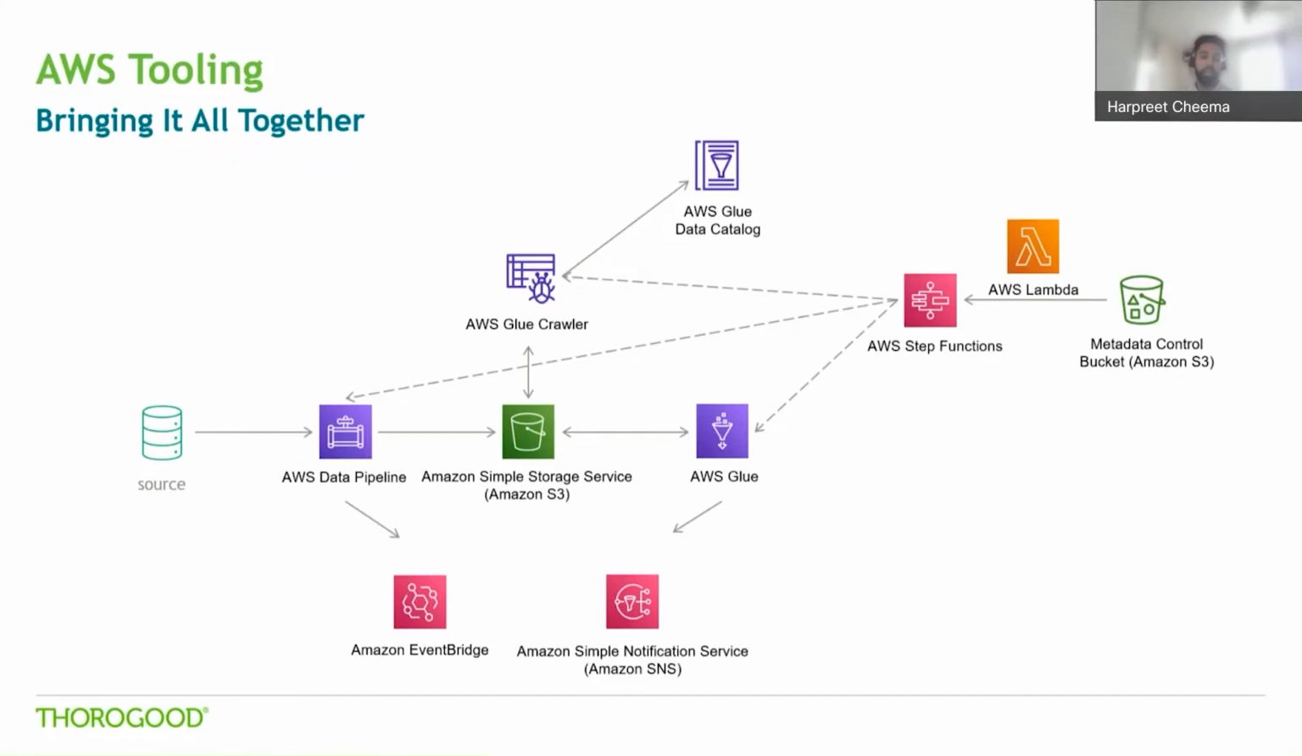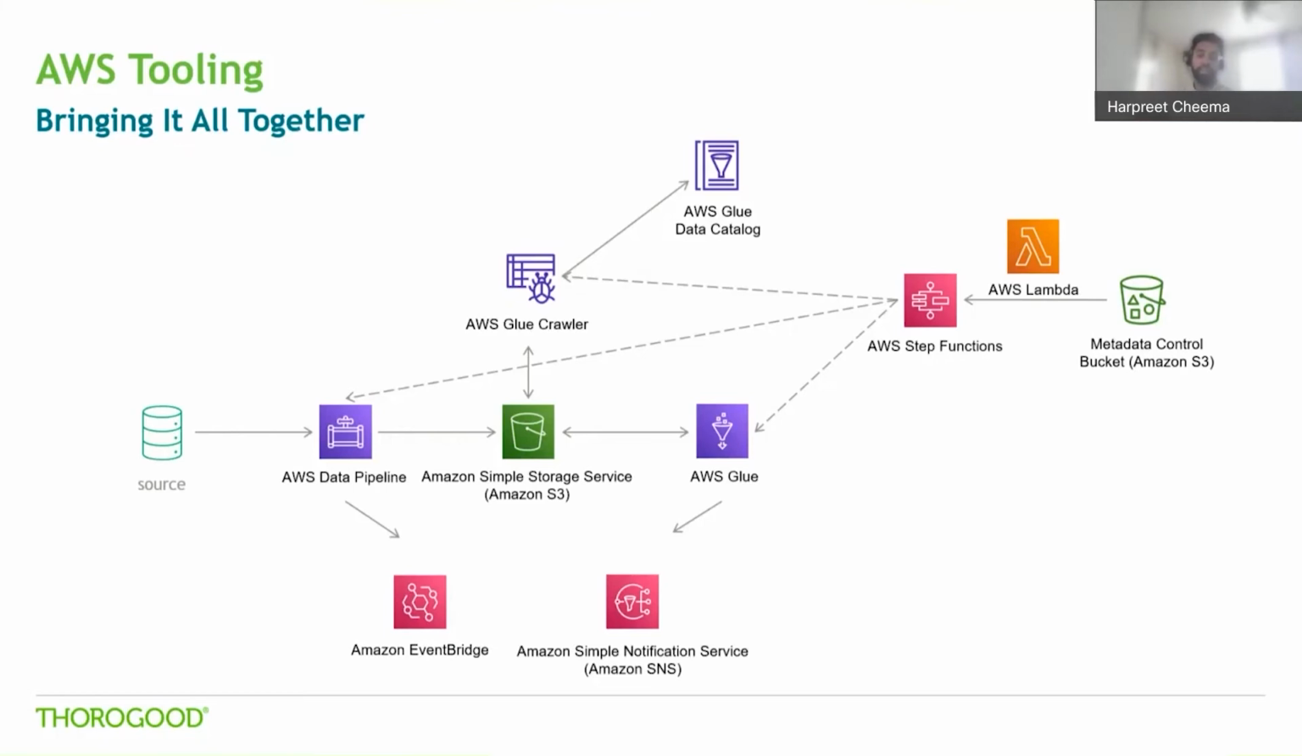And on top of that, we also have down here Amazon EventBridge and SNS, which are monitoring and notification services. Through EventBridge, we can monitor if our services run successfully or not, or we can look at the logs. With SNS, we can get notifications.